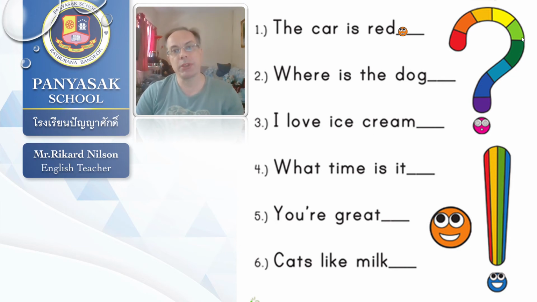Can you read number two? It says, where is the dog? What should we have at the end of that sentence? Where is the dog? It's a question. We need to have a question mark at the end of the question. What should we have after I love ice cream? I love ice cream. I think it's a strong feeling. Love is a strong feeling. I love ice cream. Exclamation mark. I want an exclamation mark after strong feelings.